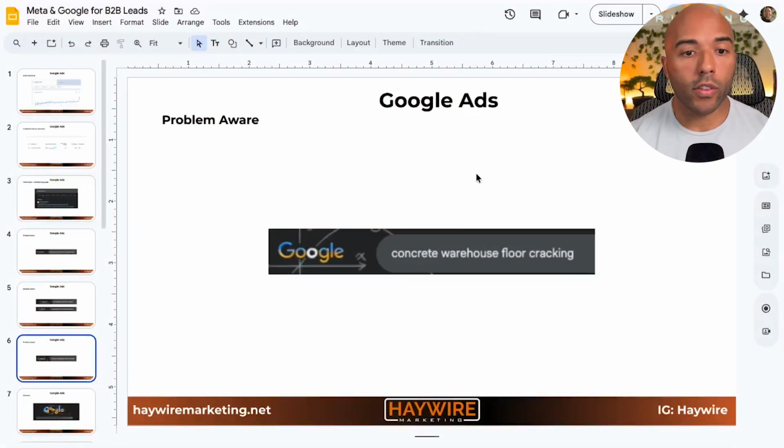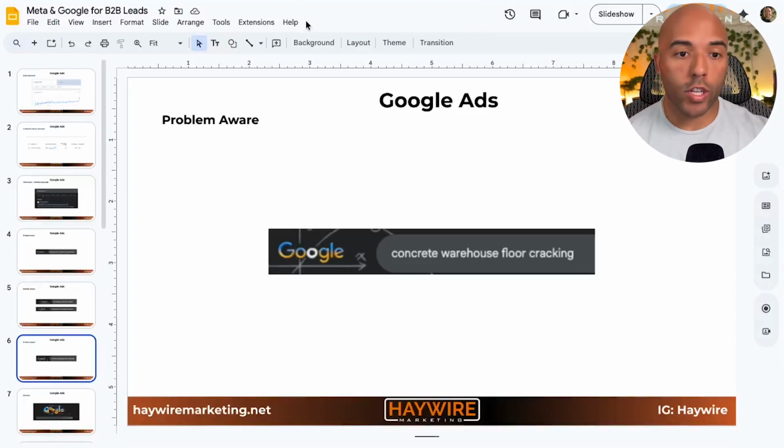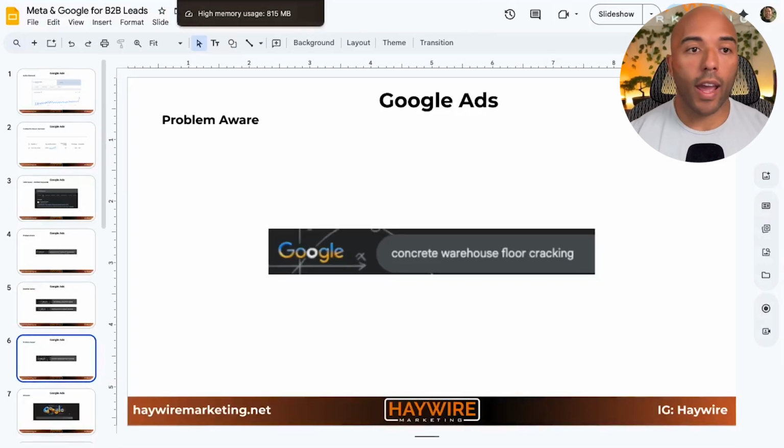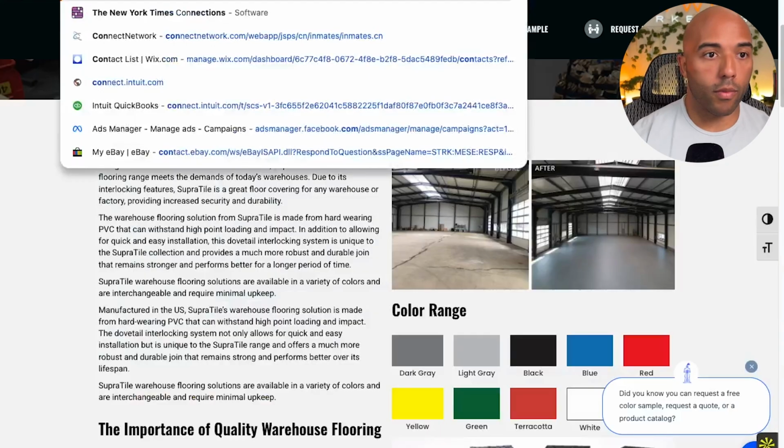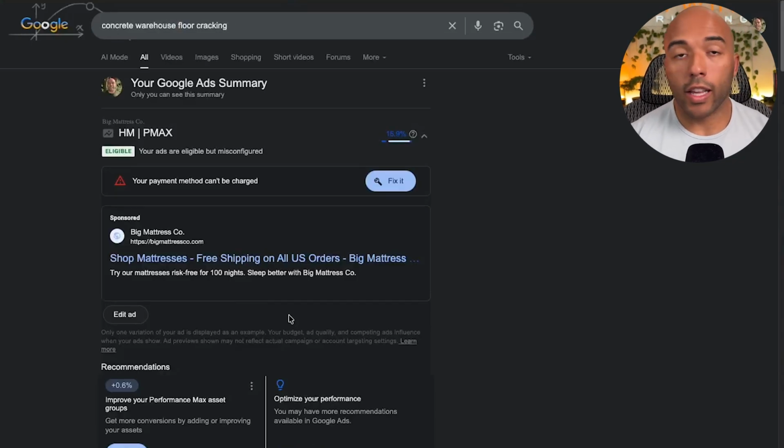So when you're running a campaign, especially on Google, understand how to position your ads, how to write your ads to get people in different parts of the sales cycle. Because next, what we have is problem aware. So these are people who are just getting started in their searching, right? They understand that their concrete warehouse flooring is cracking.